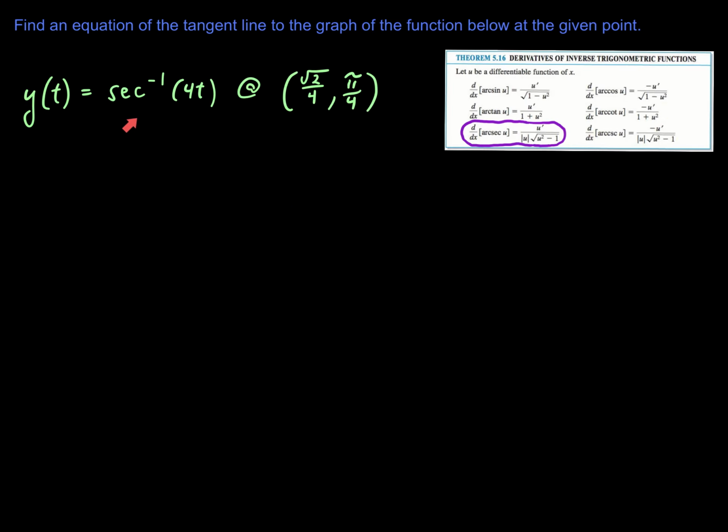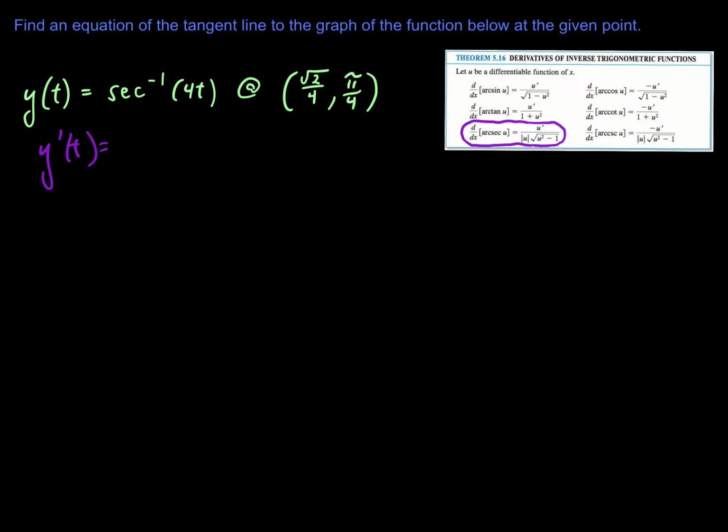Now that we've taken the derivative of a few of these inverse trig functions, let's go ahead and find the entire equation of the tangent line to the graph at a certain point. So here's our coordinate, and here's our function. It's a t and a y of t. Well, let's start with the derivative, because that's how we're going to find the slope of the tangent line. I am going to go y prime of t.